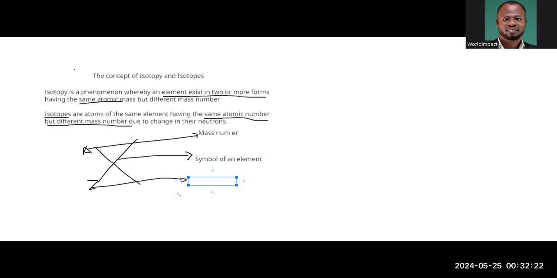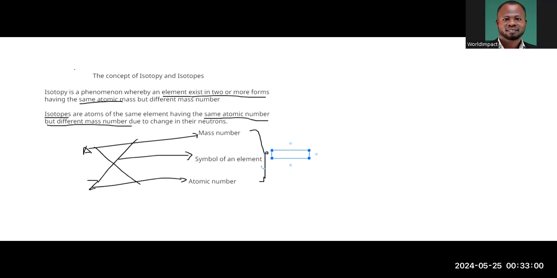Beautiful. So when we have anything written like this, we refer to it as the nuclear symbol.